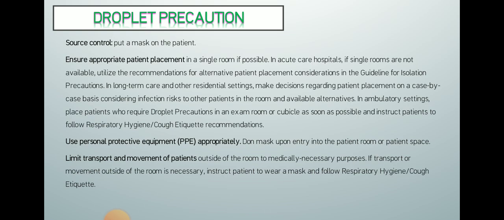Next is droplet precaution. Ensure appropriate patient placement in a single room if possible. In acute care hospitals where single rooms are not available, utilize the recommendations for alternative patient placement considerations in the guideline for isolation precautions. In long-term care and other residential settings, make decisions regarding patient placement on a case-by-case basis, considering infection risk to another patient in the room and available alternatives.